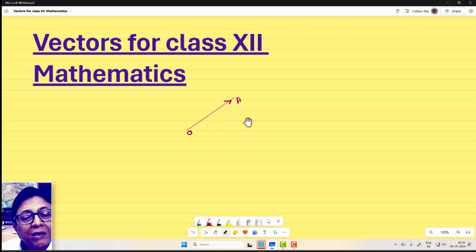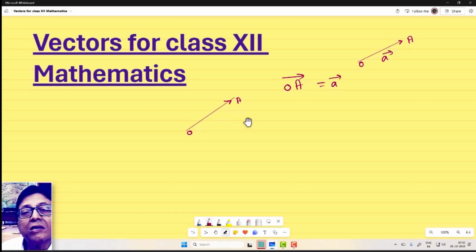You put it at the tip of the vector or any point in between. So in this diagram, OA is a vector, which we could have also represented in this manner by putting the arrow at the end. This is also a vector. So this OA equal to A is a vector over there.